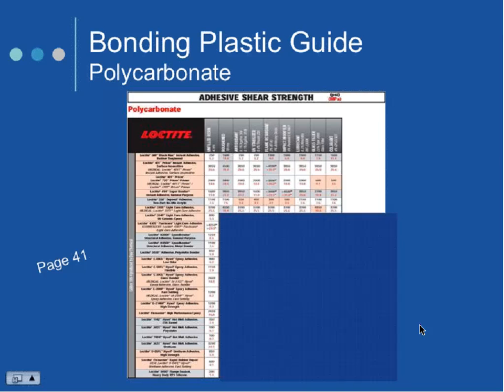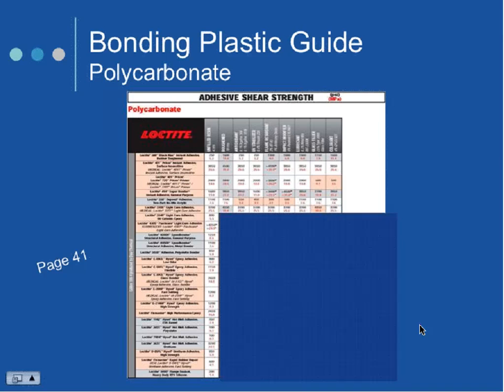Now, the other question I'm asked is, well, we never bond polycarbonate to polycarbonate. We bond polycarbonate to something else. So the way you make that work is, let's just say you're bonding it to liquid crystal polymer, page 33. And I hope you're not, because that's a nasty one. So you're going to extrapolate between the two. And what you do is you look at your polycarbonate and say, okay, what are my options?